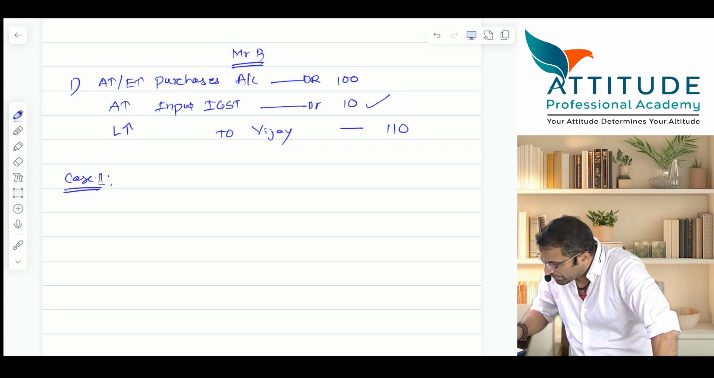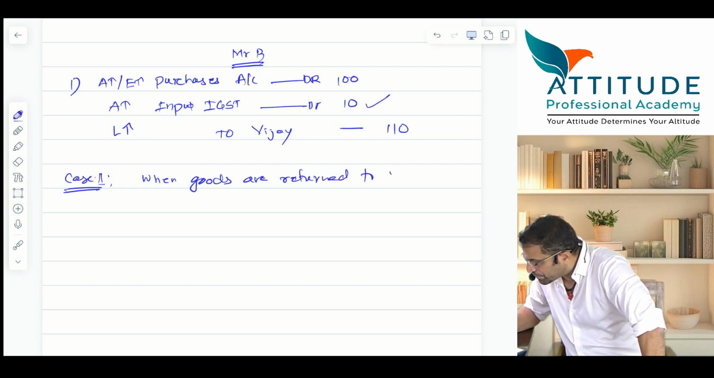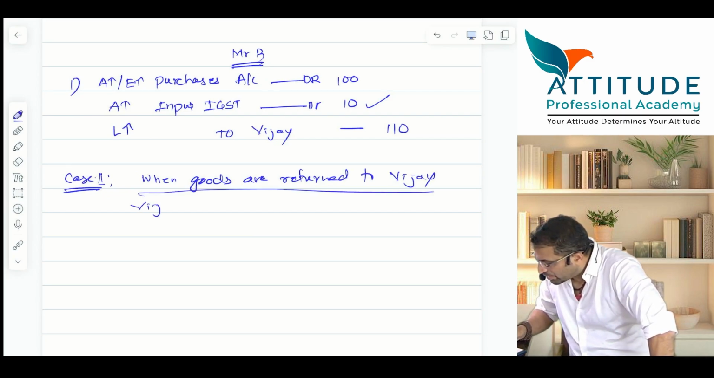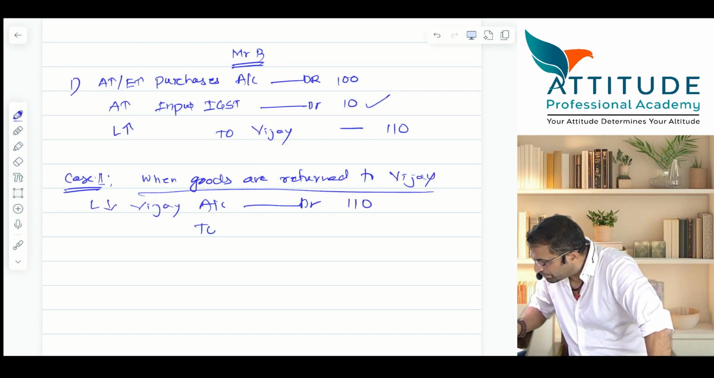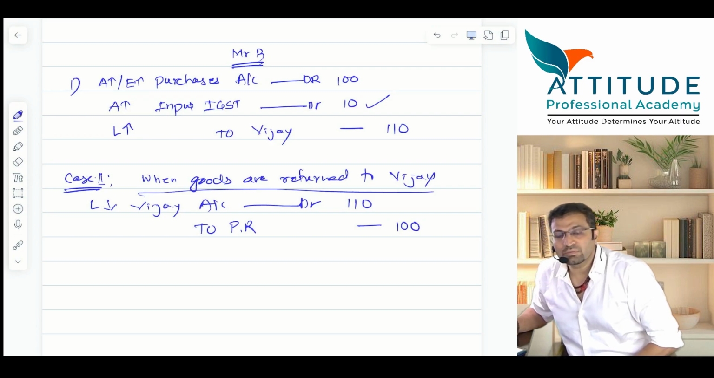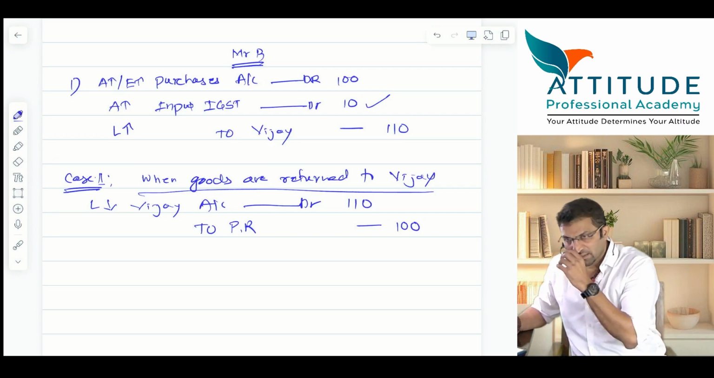So case 1, when goods are returned to Vijay. Tell me the entry. Vijay account debit. Liability reduces. Liability, how much? 110. To purchase 100. Did you understand or not? Purchase return. Is that clear? I hope it is clear.